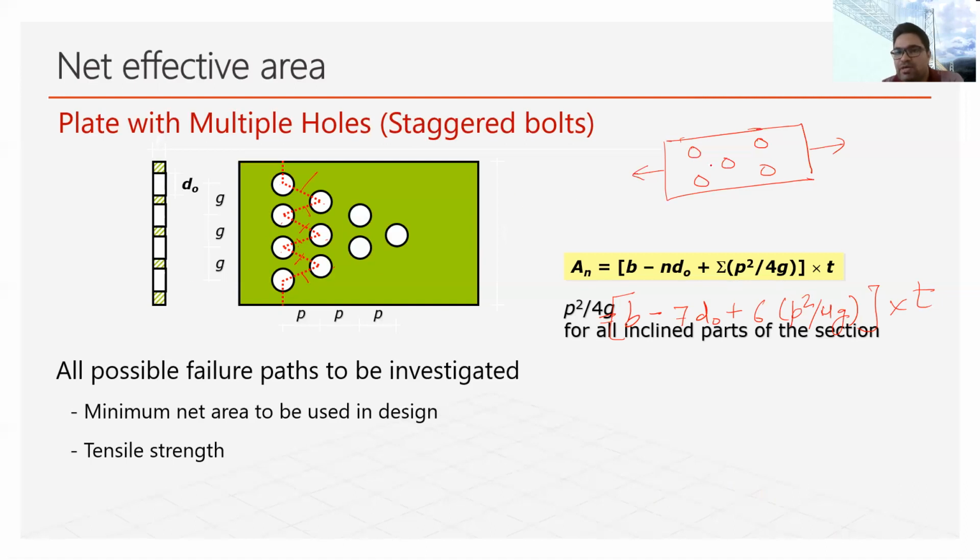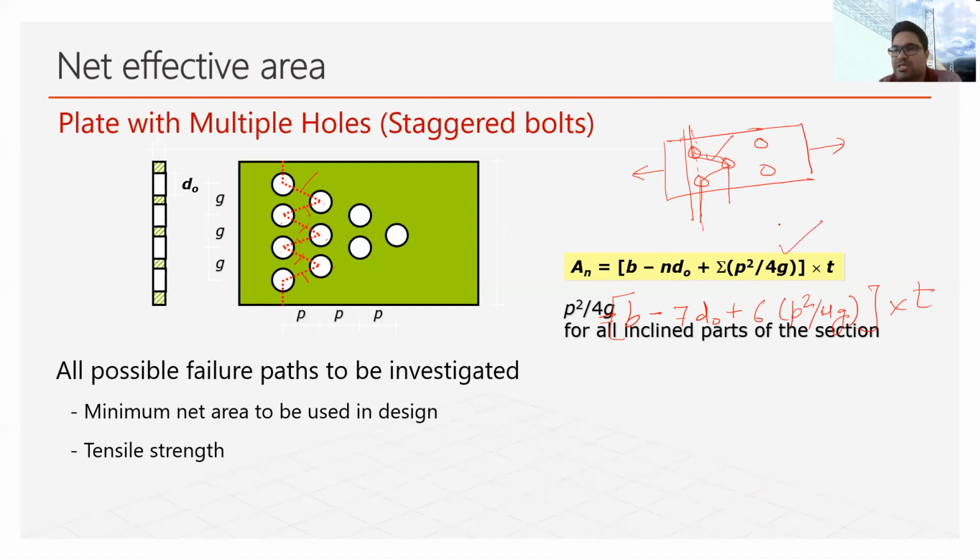For that, we will try to find out the net sectional area along this line. Similarly, we may find out the net sectional area along this line, and along this line also. Whichever gives us the minimum cross sectional area will be the critical area. If there are inclined planes, how do we find out the net sectional area? This is what it is all about.